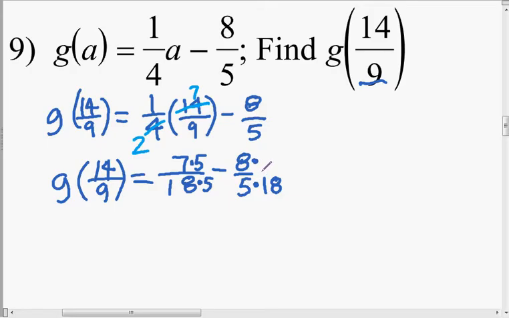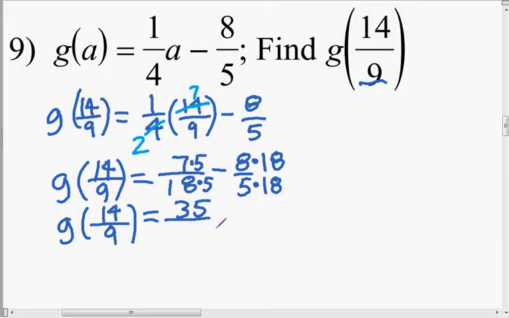Once again, though, if I multiply the denominator by 18, the numerator gets jealous. I have to multiply the numerator as well. So I end up with g of 14 over 9 equals 7 times 5, 35. 5 times 18, I'm going to divide the 18 by 2 and then multiply the 5 times 2. So I make one smaller, I make the other one bigger. I end up with 10 times 9, I get 90.